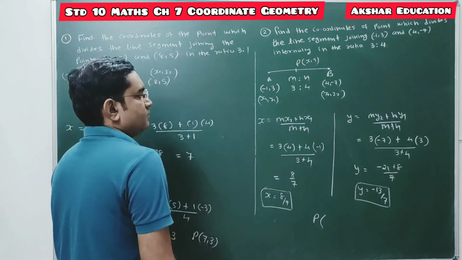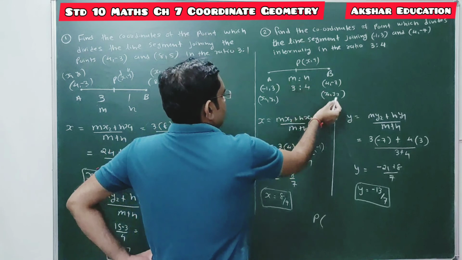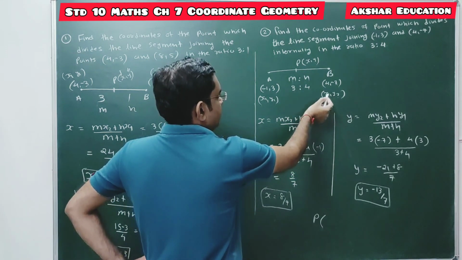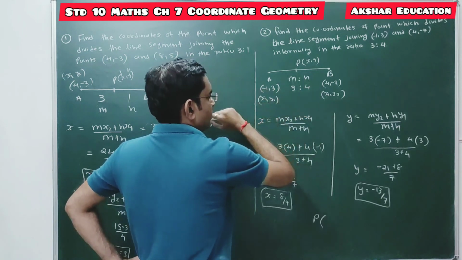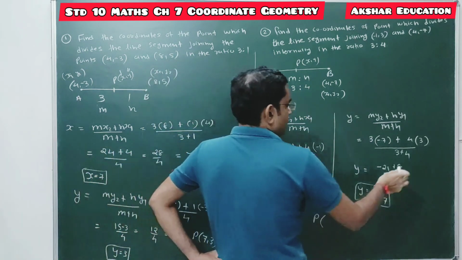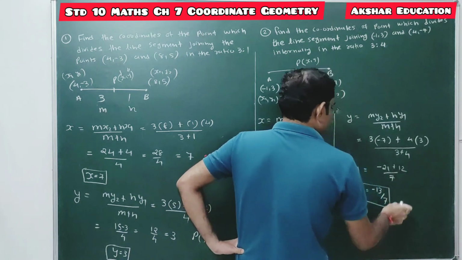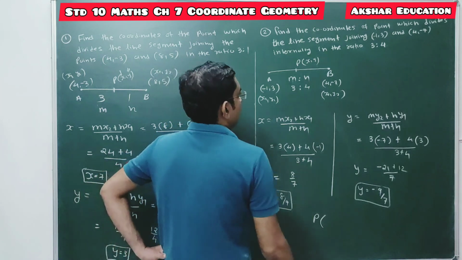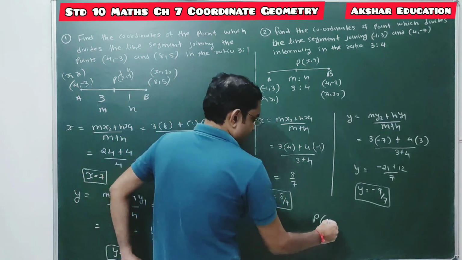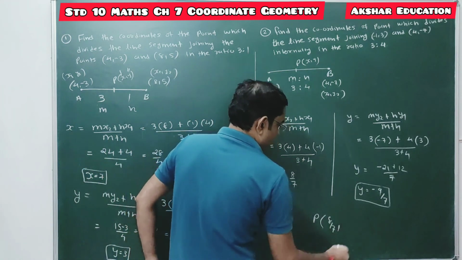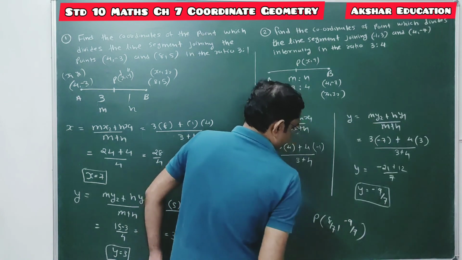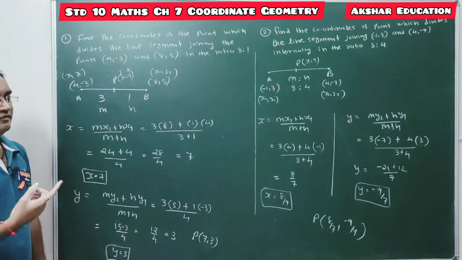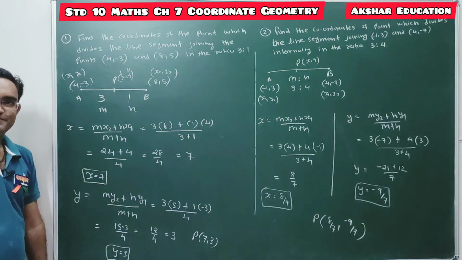Look, y came out wrong. m y2 is 3 into minus 7, plus n y1 is 3 into 4, 3 4s are 12, so this is equal to minus 9 by 7. So the coordinates of the section point P are 8 by 7, comma, minus 9 by 7. Clear, students? Pause the video and verify it. We have already done it.